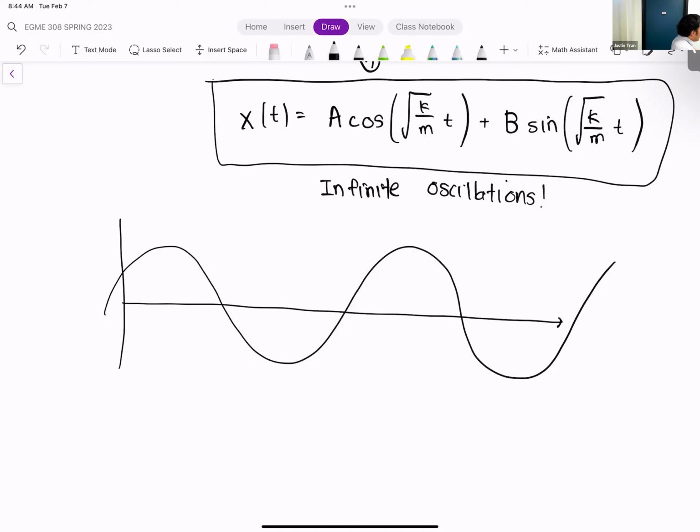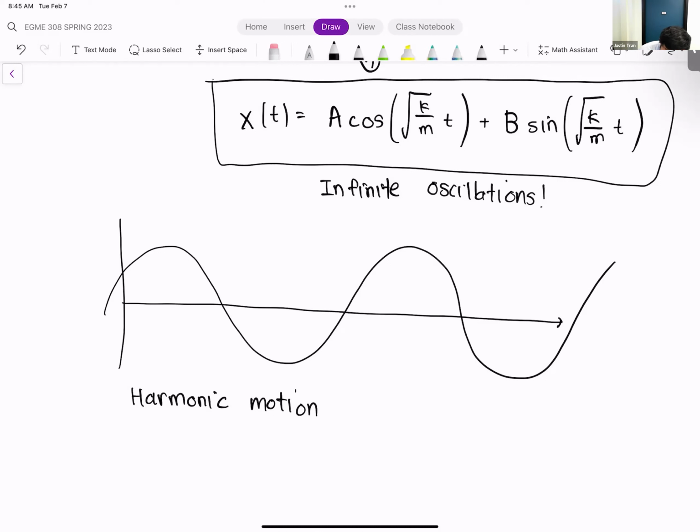There's a couple more pieces of trivia. When you have infinite oscillations like this, another term that people call this is harmonic motion. And so if you ever hear that term harmonic motion, all it means is it's just referring to infinite oscillations.